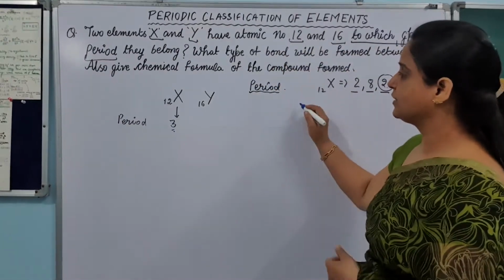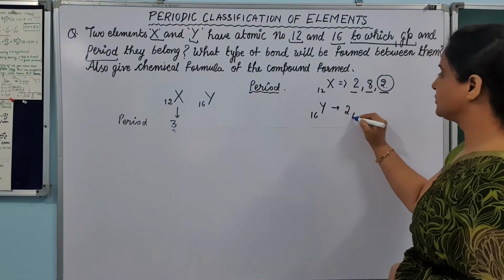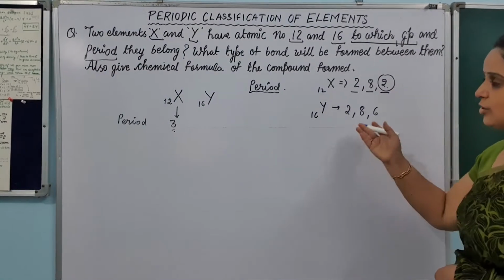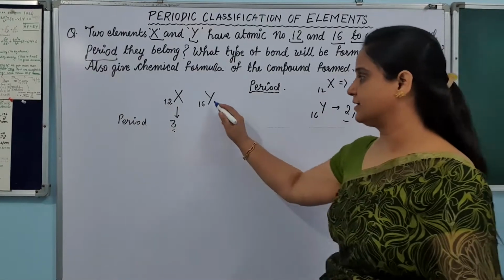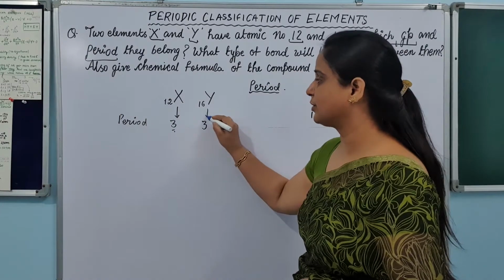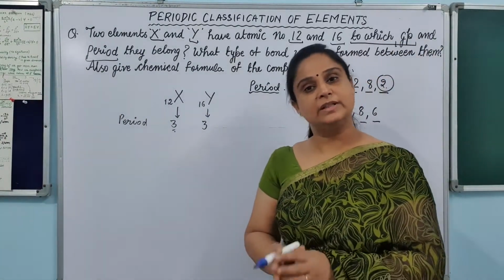Let's do the configuration of the Y element also. 16. So the configuration becomes 2, 8 and 6. All of you can see here 1, 2 and 3. 3 shells again are there in this Y also. So this is also belonging to the third period. So both the elements X and Y belong to the third period.